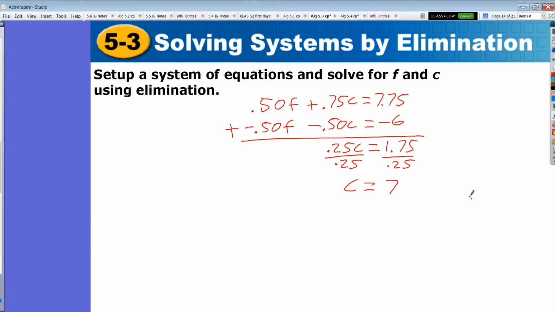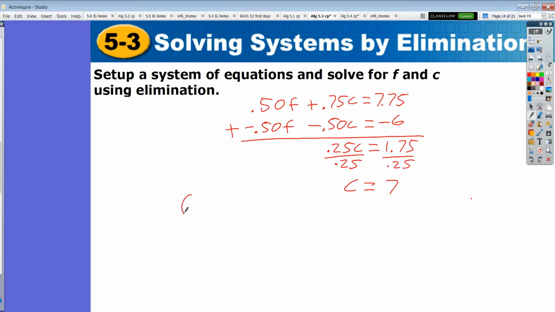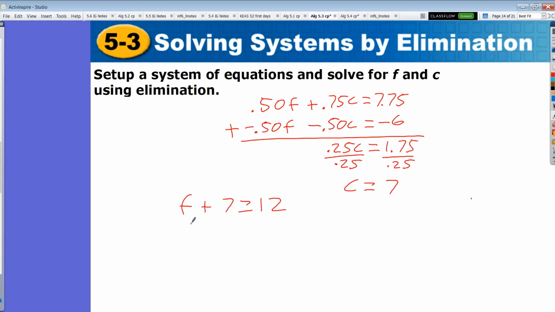All right, now to go back and figure out what f is, it's very simple. If I flip back here for a second, use this original equation right here. Because we know that c comes out to 7, then that means f has to come out to 5 to get 12. So if I have f plus 7 equals 12, then I know that f must be 5, because 5 plus 7 gets us 12. All right, so that's how many of each kind that she has to buy. So that's how you'd work out a word problem and solve that using elimination.